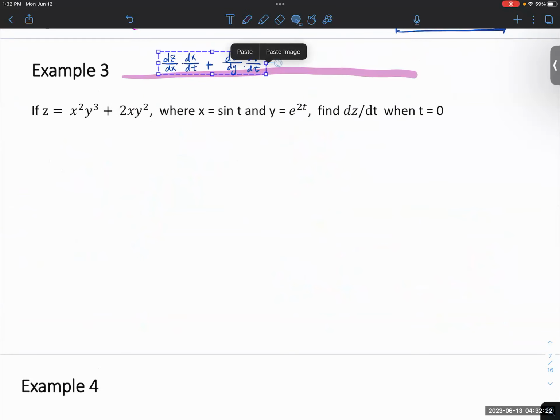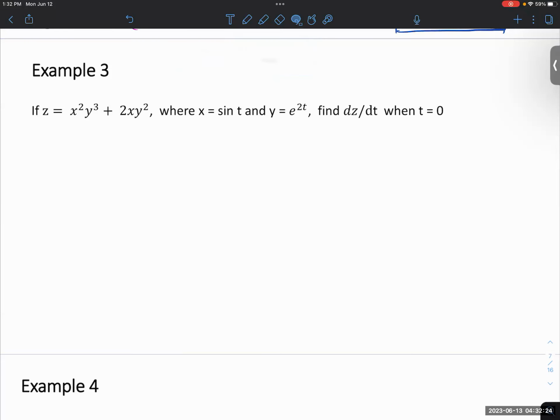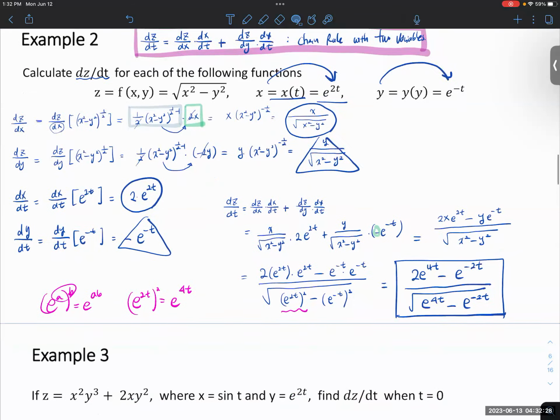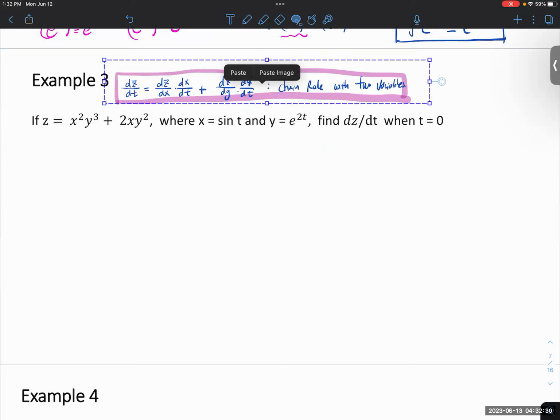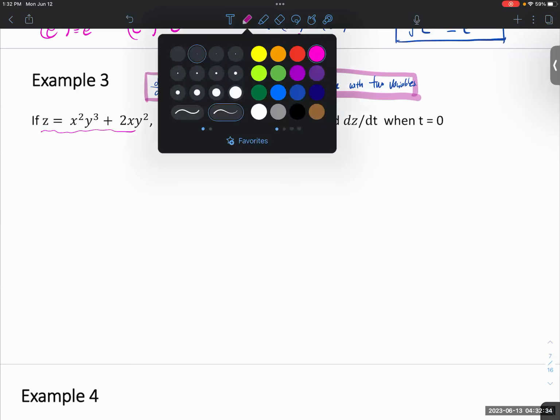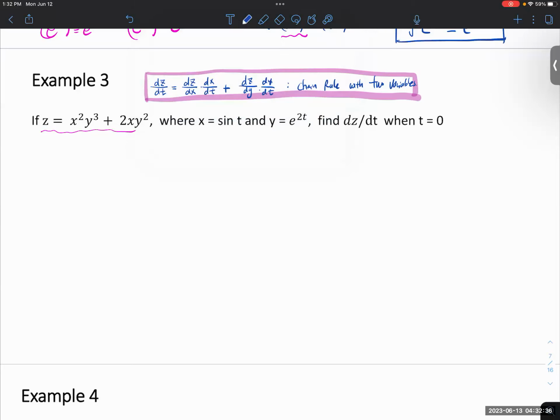Okay, I'm going to put this formula one more time. I'm going to copy this and paste here. So here we go. We have a function z, x and y. I see both equations, and x is a given, y is a given. Once you find the answer, plug in 0, because they want to know when t equals 0.